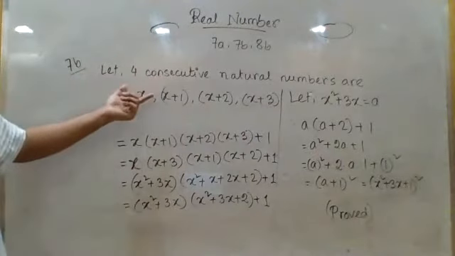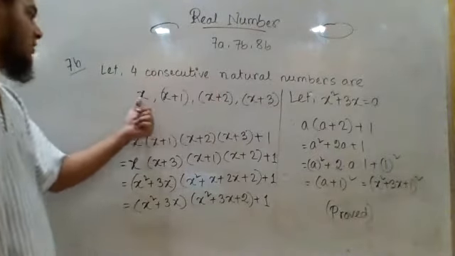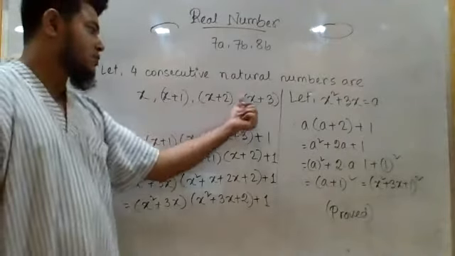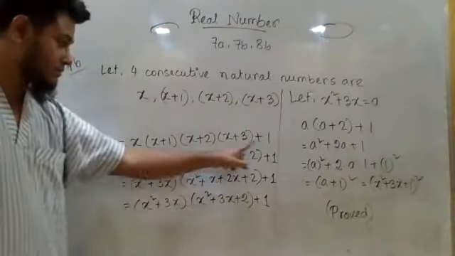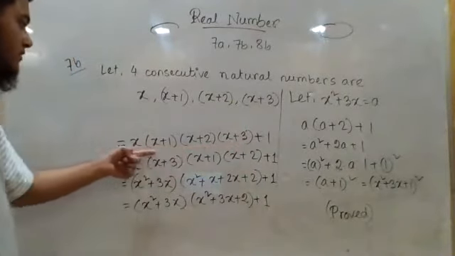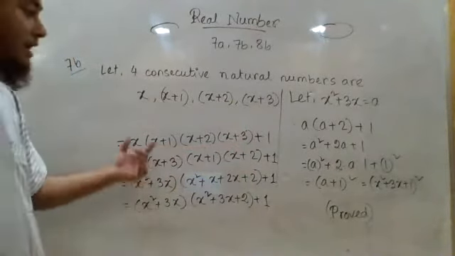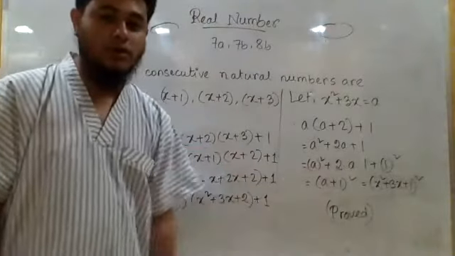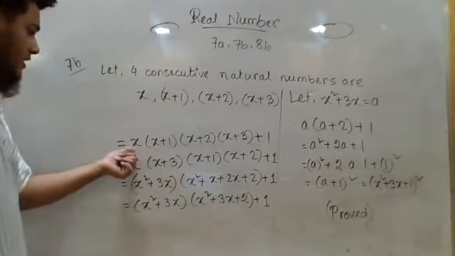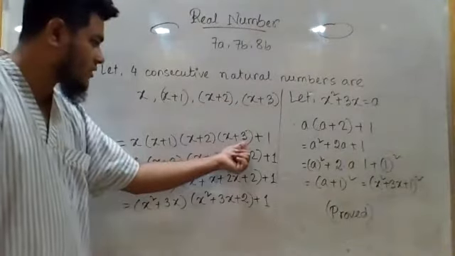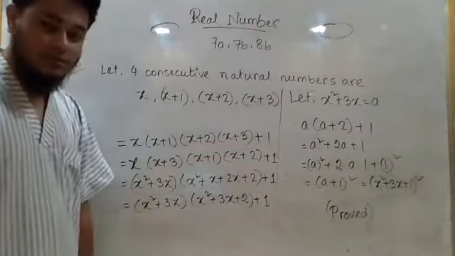So I have considered 4 consecutive natural numbers, that is x, x plus 1, x plus 2, x plus 3. Now they are saying if I add 1 with the product of these 4 natural numbers, then I should be getting a perfect square. How? Let us see. As you can see, I have taken the product of these 4 natural numbers and I have added 1 with that, right?